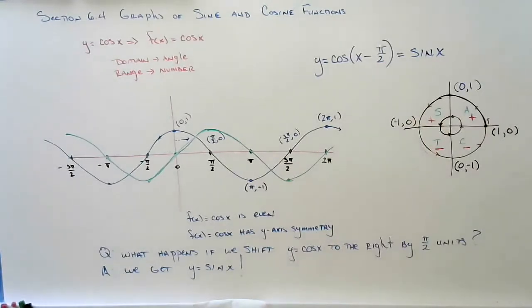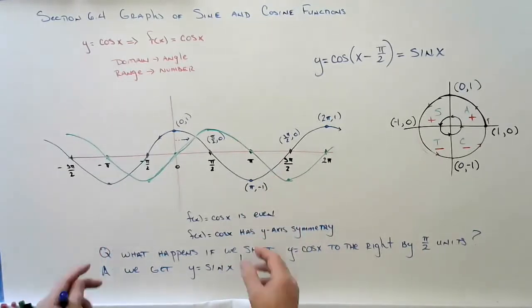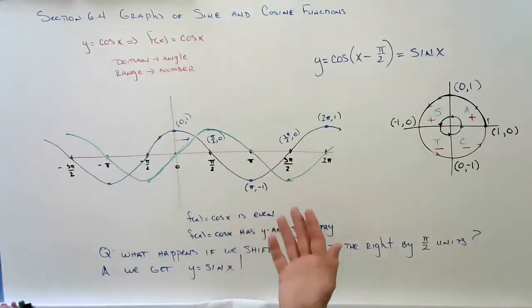That's the relationship between sine and cosine. They're actually the same thing. Sine is just cosine shifted to the right, pi over 2. And that's going to be something we want to keep in mind. The graphs have exactly the same shape, the same domains, the same range, right?